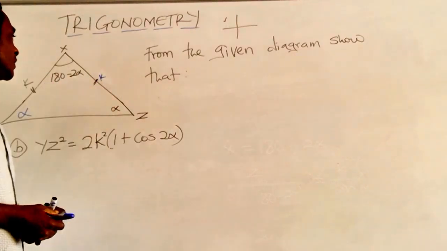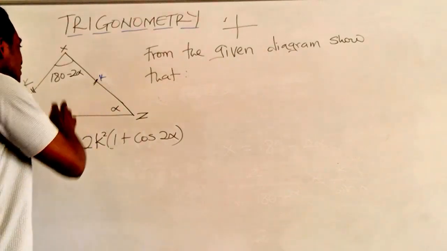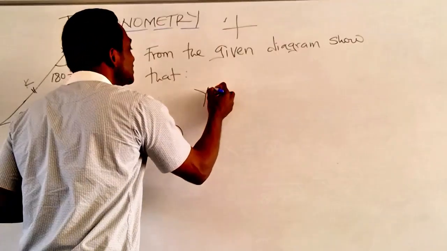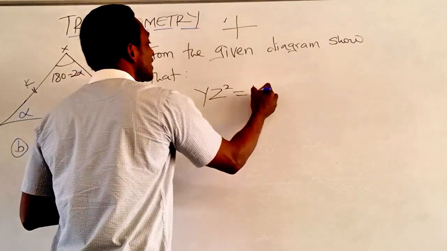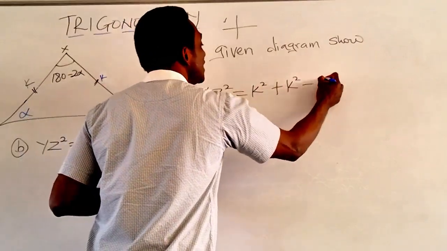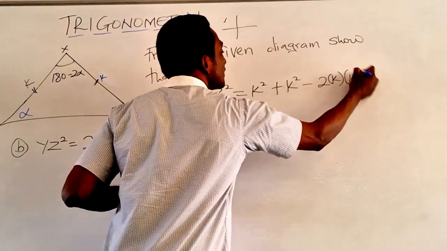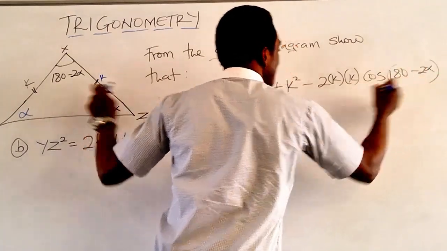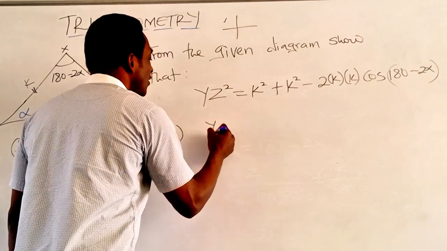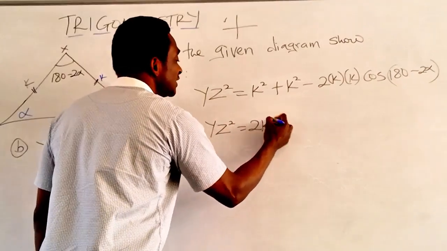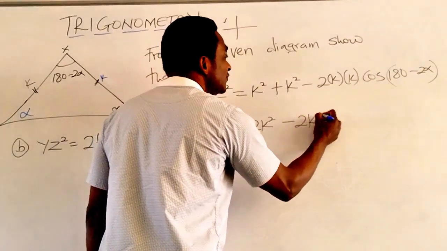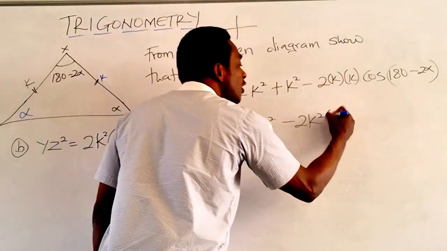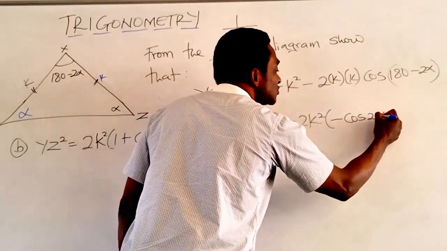We have an included angle and we have two sides. K is here. Because it's an isosceles triangle, k will be here and k will be here. So we go on. Now this is going to be YZ squared is equal to k squared plus k squared minus 2 times k times k cos of the included angle 180 minus 2 alpha. Now going forward, we have our YZ squared as 2k squared minus 2k squared. If we simplify, cos of 180 minus 2 alpha is also on the second quadrant, but cos is negative. So we have negative cos 2 alpha.